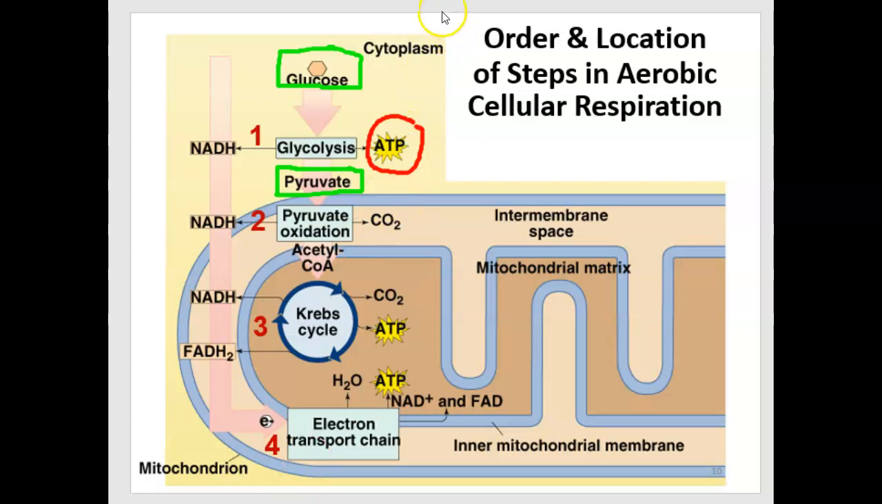Then in pyruvate oxidation, the starting material is pyruvate. Pyruvate goes into the intermembrane space of the mitochondria, and the product of pyruvate oxidation is acetyl-CoA. Acetyl-CoA then goes into the matrix. Notice that in this step, step number 2, there is no ATP production, but we have actually formed our first molecule of carbon dioxide.